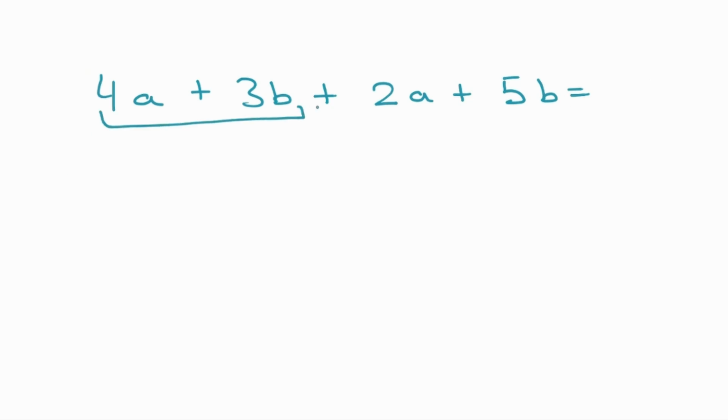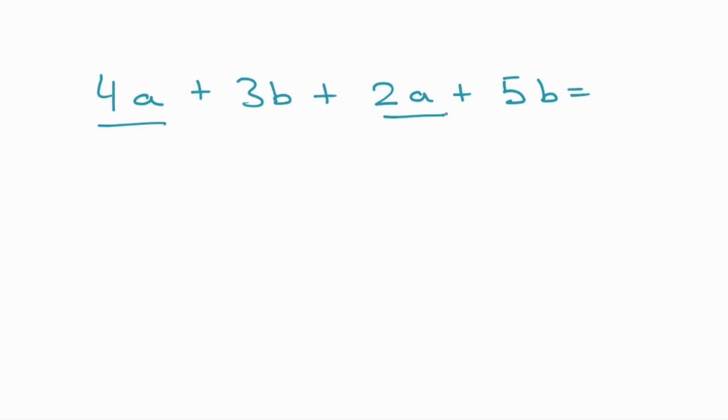The next common question type is something that looks like this: 4a plus 3b plus 2a plus 5b. Now here, we can see that we have some like terms and some unlike terms. For example, 4a and 3b would both be unlike terms, given that we have the pronumeral a and the pronumeral b. On the other hand though, we can see that 4a and 2a are both like terms, hence we can add them both together.